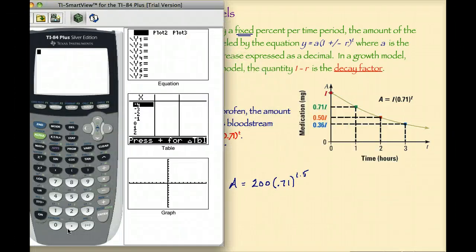Let's plug that in and see if we can get an answer. We're going to say 200 times 0.71 to the 1.5 power. And we find out that there are about 119, say 120 milligrams left after 1.5 hours. And that's how you use an exponential decay model. And of course, it's similar for an exponential growth model.